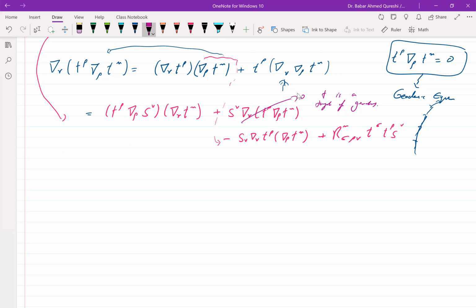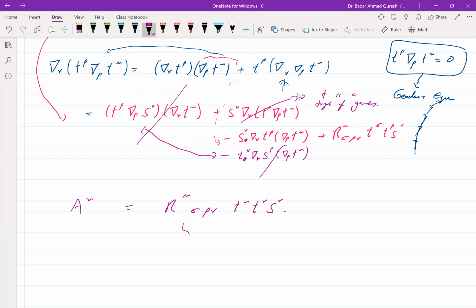While over here, I can again use my starting equation that this must be equal to d_nu S. But these two terms are the same. If I replace rho by nu, they're the same. So they cancel. And I find that my A^mu is just proportional to the Riemann tensor.